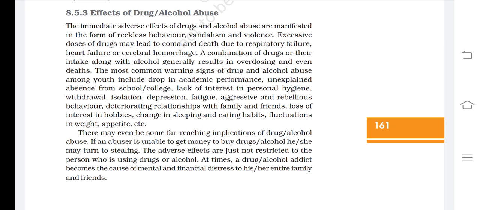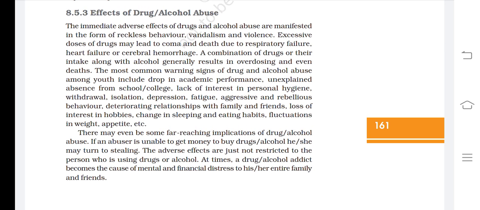The most common warning signs of drug and alcohol abuse among youth include a drop in academic performance, unexplained absence from school or college, lack of interest in personal hygiene, withdrawal, isolation, depression, fatigue, aggressive and rebellious behavior, deteriorating relationships with family and friends, loss of interest in hobbies, change in sleeping and eating habits, fluctuations in weight, appetite, etc.